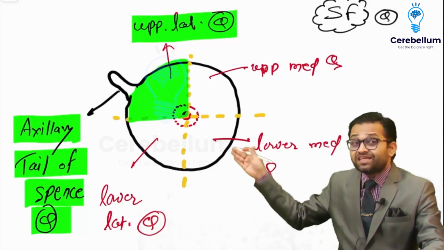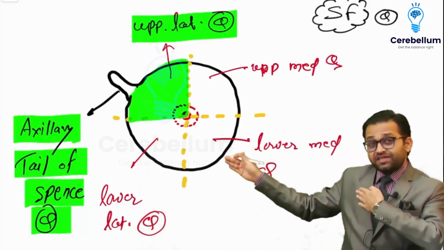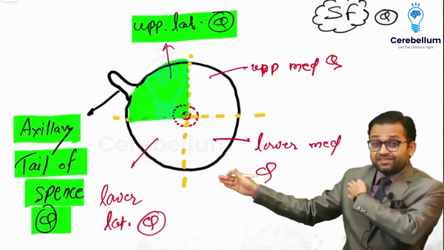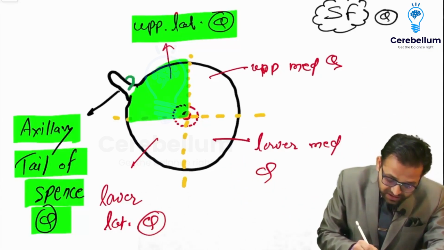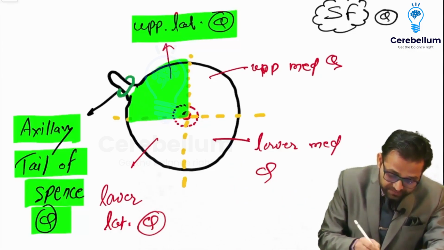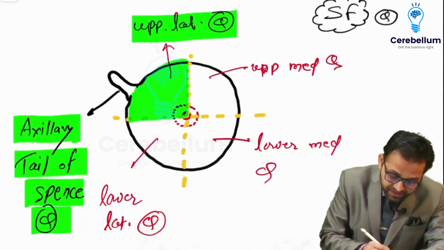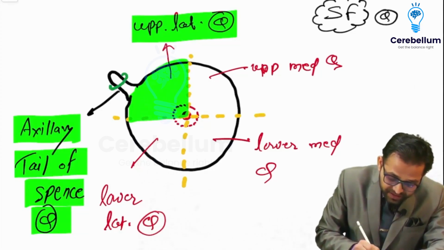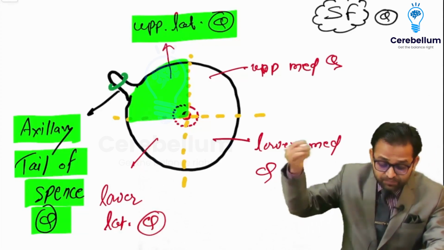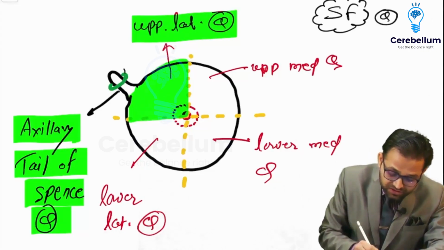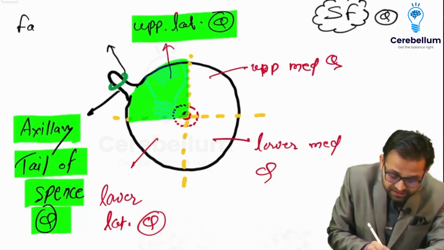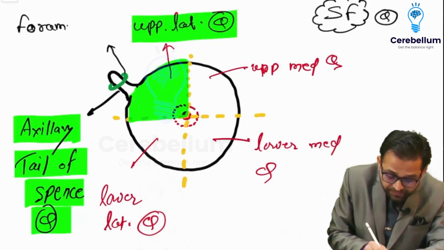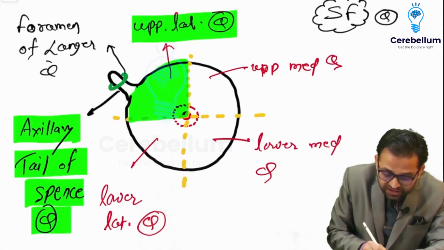But this axillary tail of Spence is going towards the axilla and piercing the deep fascia. So it is creating one opening. It is piercing the deep fascia and encroaching deep to the deep fascia. So this oval opening in the deep fascia is known as the foramen of Langer. So this is another MCQ.